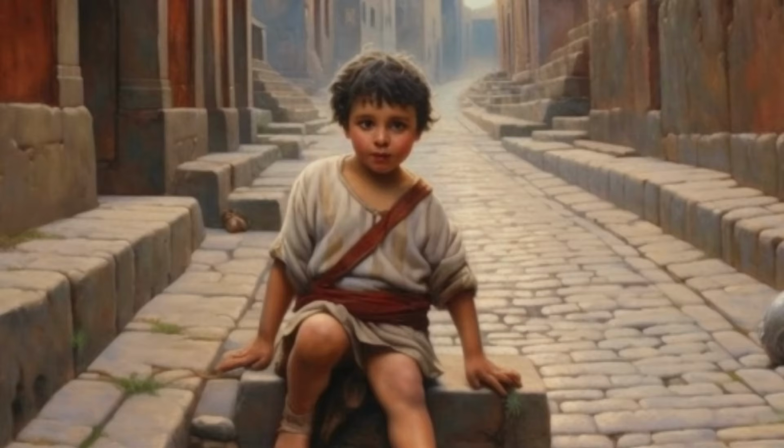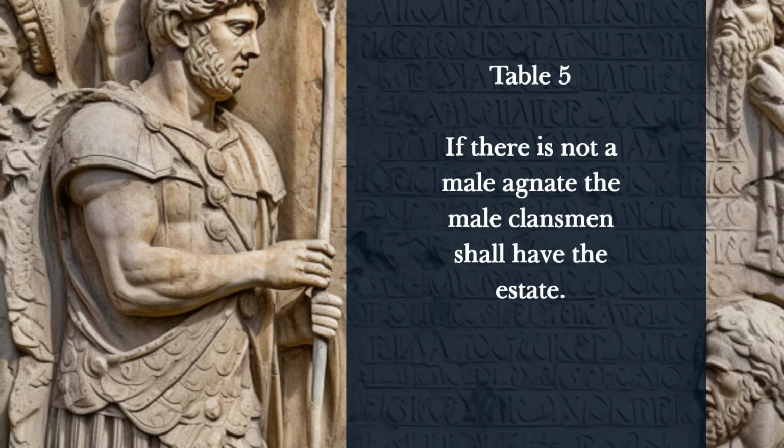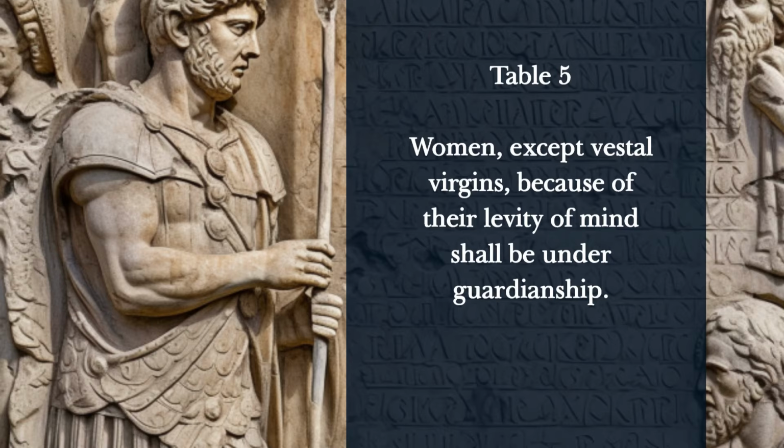Number 1. If anyone who has no direct heir dies, the nearest male agnate shall have the estate. Number 2. If there is not a male agnate, the male clansman shall have the estate. Number 3. Women, except Vestal virgins, because of their levity of mind, shall be under guardianship.